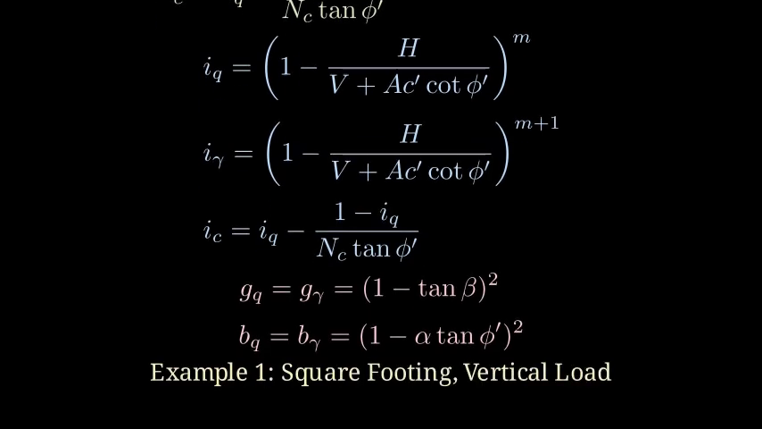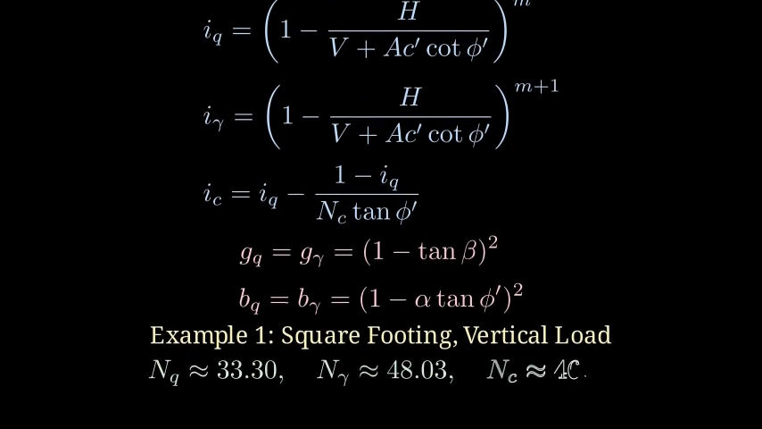Consider a square footing, B equals 2 meters and D sub F equals 1.5 meters, embedded in dense sand with phi prime equals 35 degrees, C prime equals 0, and gamma equals 18 kilonewtons per cubic meter. We assume no load inclination or slope. First compute the bearing capacity factors for 35 degrees. N sub Q is about 33.30, N sub gamma about 48.03, and N sub C about 46.12.